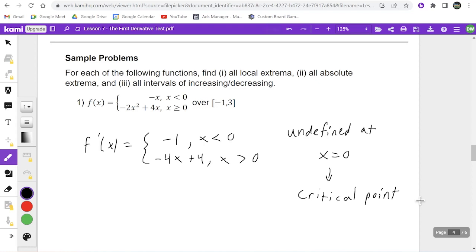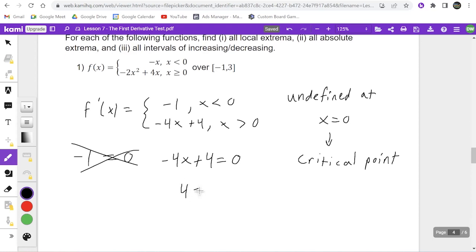How do I do that? I need to set both the top and the bottom equal to 0 and solve. For the top one, negative 1 equals 0. I mean, that's just no solution. Easy. And then negative 4x plus 4 equals 0. This one I'm actually going to solve. Add 4x to both sides. 4 equals 4x. Divide by 4. You get x equals 1.